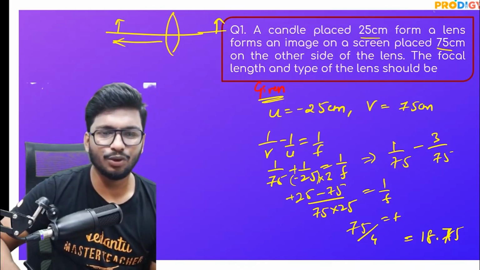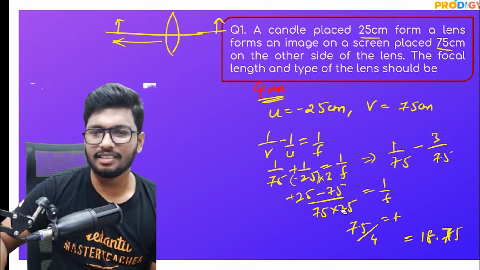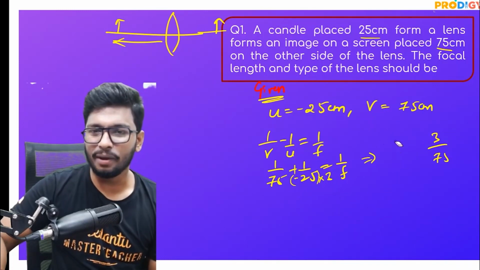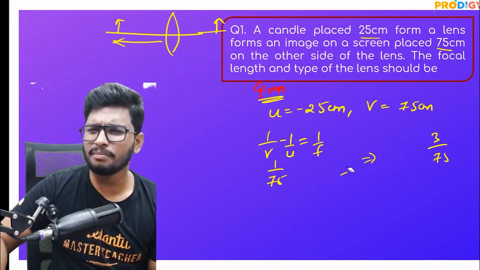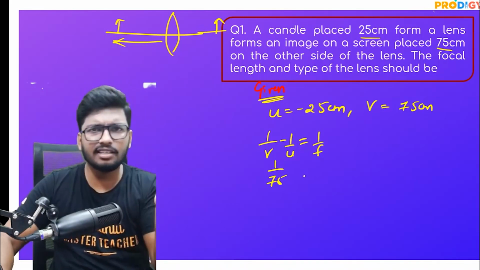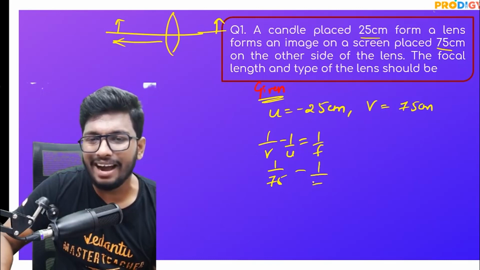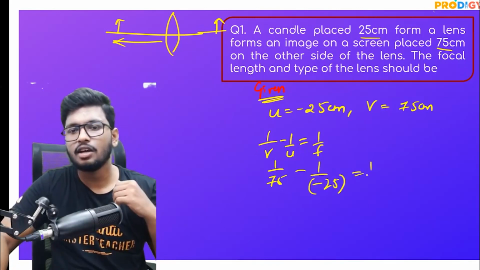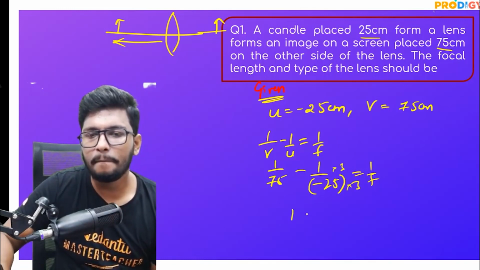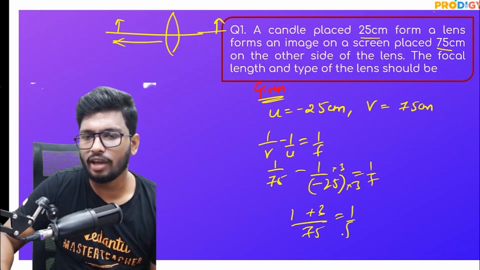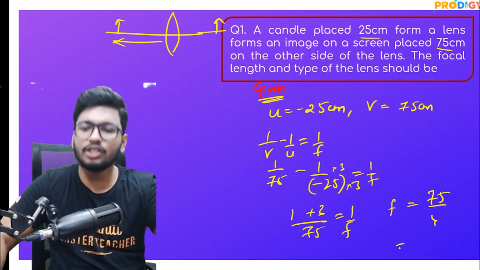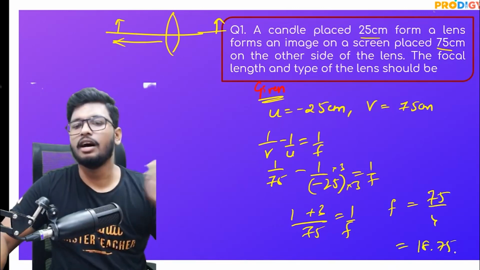Let me show the calculation once more so that I don't give you more confusion. I know it's already too much for you. Let me simplify it a little more so that you can find it easier. You have 1 by 75, that is your image distance, minus of minus 25, your object distance. Simplify further, into 3, so that's 1 plus 3 divided by 75, which is equal to 1 by F. The reciprocal of that is 75 divided by 4, which simplifies to 18.75 centimeters.